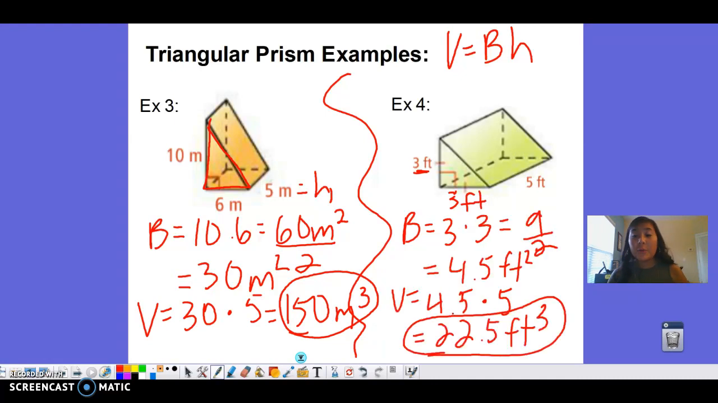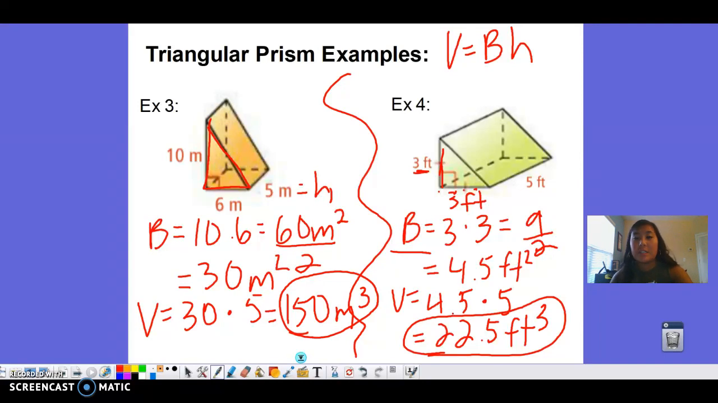And if you did example 4 like I would like you to and you paused it and tried it yourself, you should have gotten 22.5 feet cubed as the volume. Your base and your height for just the big B right here, it was 3 times 3, because that is your base right here, and that's your height right there. And that 3 times 3 gives you the 9. The 9 divided by 2 will give you 4.5. So the big B is 4.5 feet squared. Multiply 4.5 by 5, you get 22.5 feet cubed. So that is the volume of example number 4.